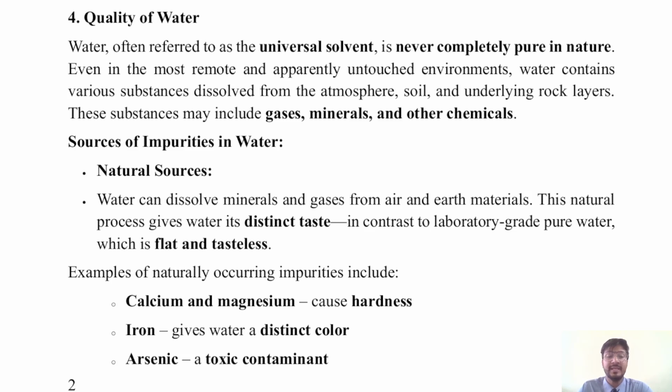Because these impurities exist in very small quantities, we use units like parts per million, milligram per liter. 1 ppm is equal to 1 milligram of substance per liter of water. Why do you think we need such a small unit? Because a small amount of arsenic or lead can still be extremely harmful.